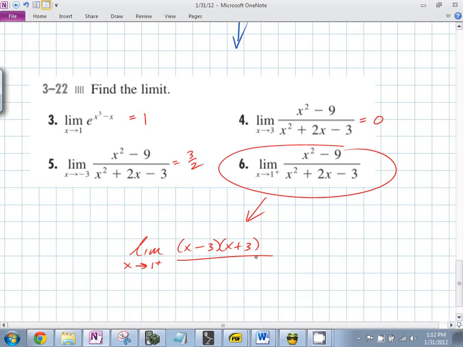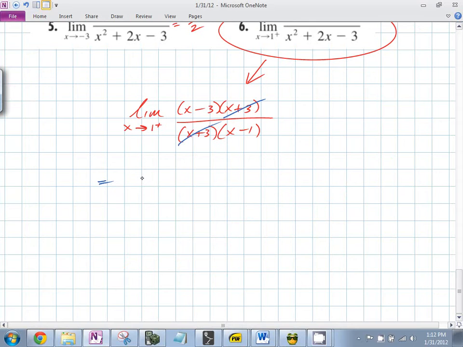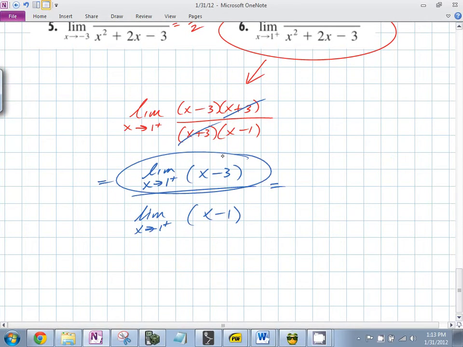You do this. This is equal to the limit as x goes to 1 from the right of x minus 3 over the limit as x goes to 1 from the right of x minus 1. What does the top become? If you go to 1 from the right of x minus 3, it becomes negative 2. What does this go to? If you're approaching 1 from the right, it goes to 0 because you're subtracting 1.